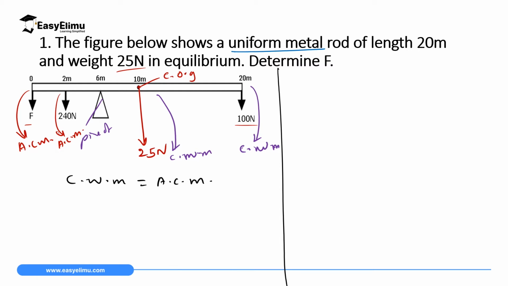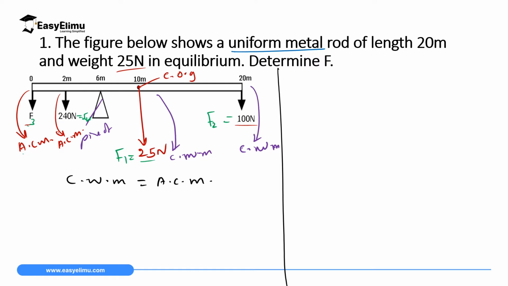So let's label these forces. This weight of 25, let's call it F1. Then this one of 100, let's call it F2. Then this one here, the F that we are looking for, let's call it F3. Then this 240, let's call it F4.